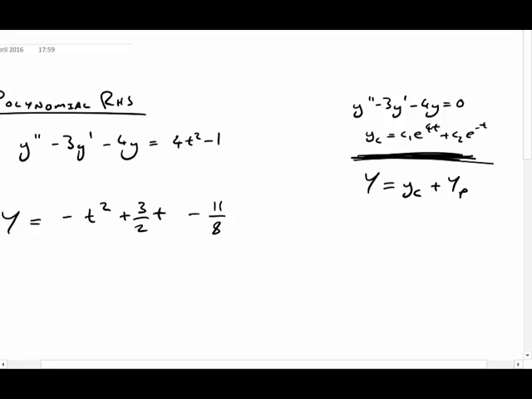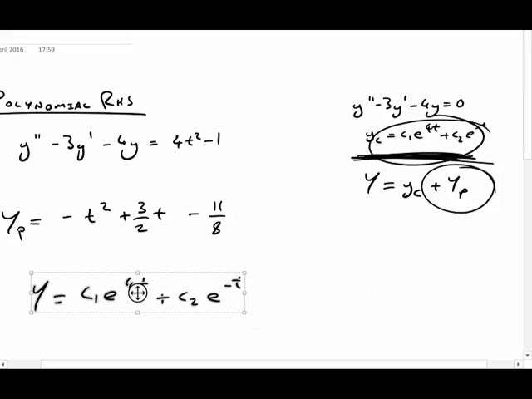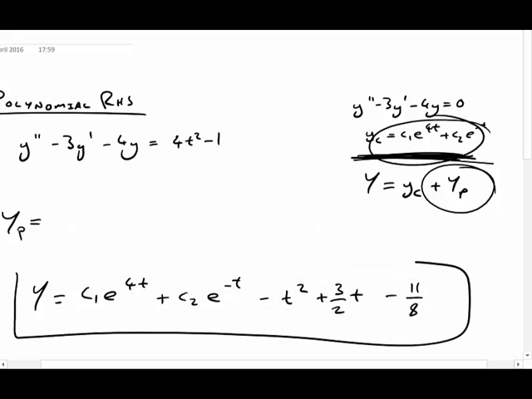So this is my yp, so therefore my general solution is going to be y equals yc, which is just c1 e to the 4t plus c2 e to the minus t, plus my particular solution. My particular solution is just going to be this thing here. So there we go. That is my general solution that will satisfy that equation.